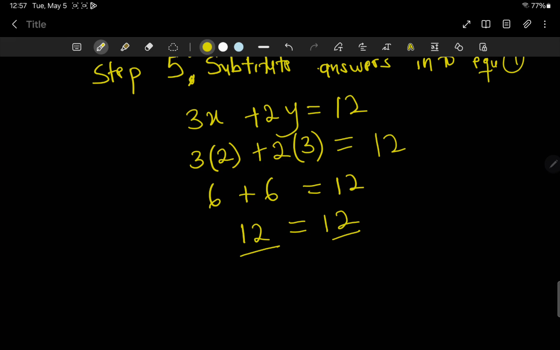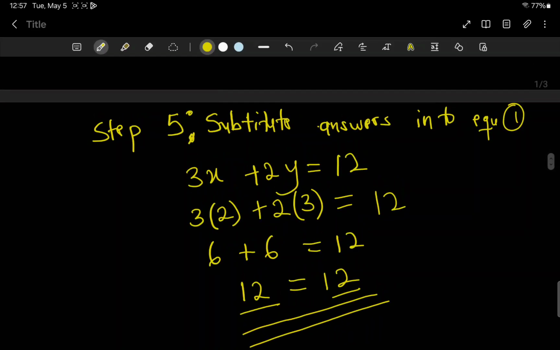If you have the number on the right side to be equal to the number on the left side, it means that your answer is what? Correct. So if you had this, clap for yourself. You have answered the question correctly.